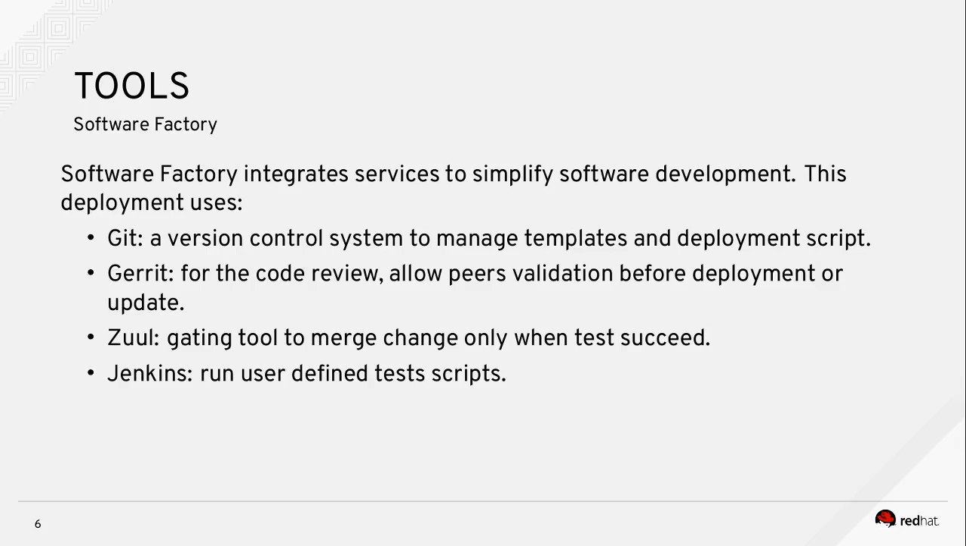On the Software Factory side, we use 3 services. I will use Git as a version control system to manage the template and deployment script. On the Software Factory side, we use Gerrit for the code review, Zuul as a gating tool to merge change only when tests succeed, and Jenkins to run the user-defined test script.